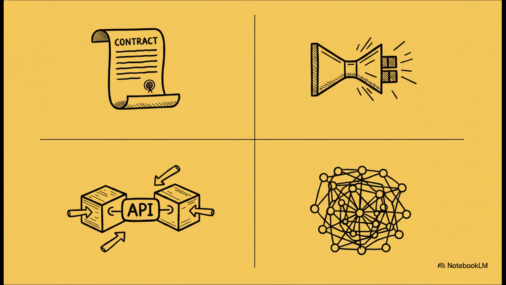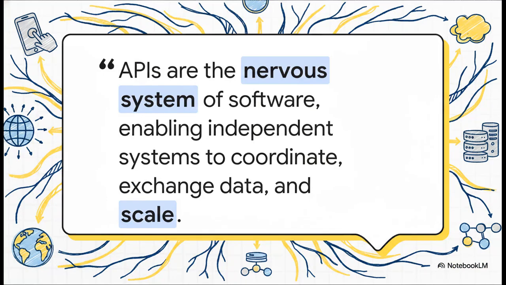Third, the secret to building huge, scalable systems is using APIs to decouple services so they can change and grow independently. And finally, just accept that real-world software is messy, it's distributed, and a lot of it is asynchronous. And that brings us to our final and maybe most powerful mental model. APIs aren't just the plumbing or the messengers. They are the nervous system that connects countless individual programs, allowing them to act like one huge, coordinated organism.